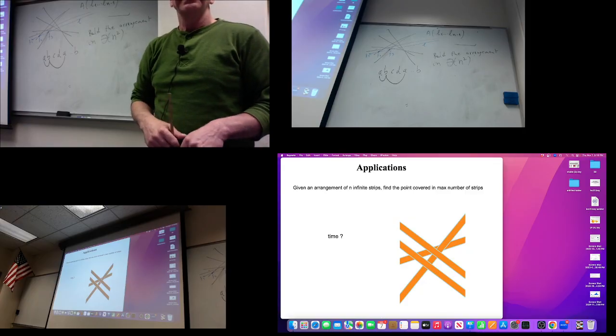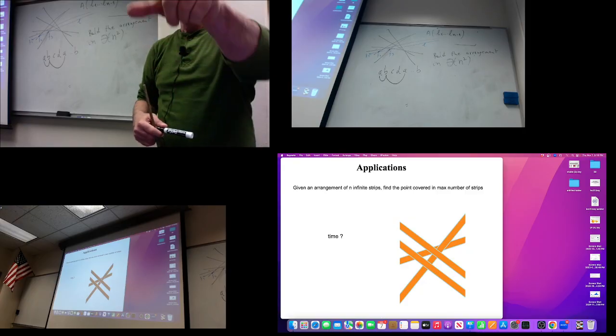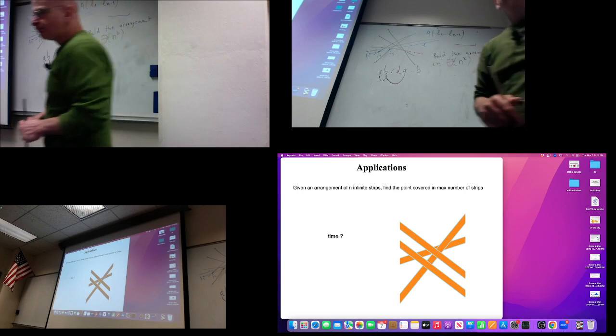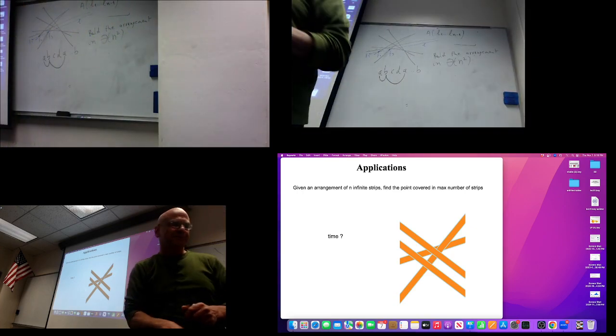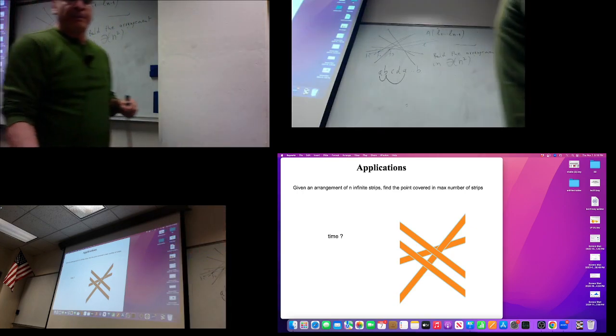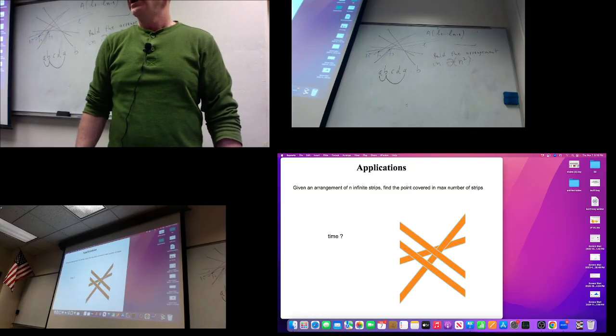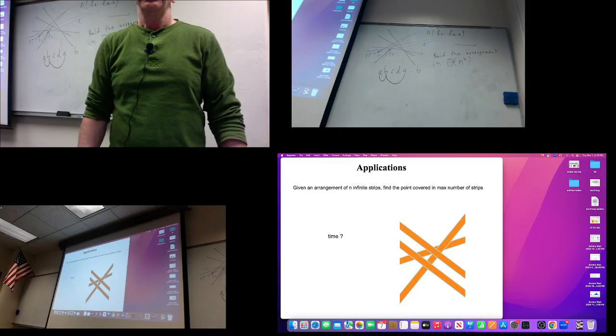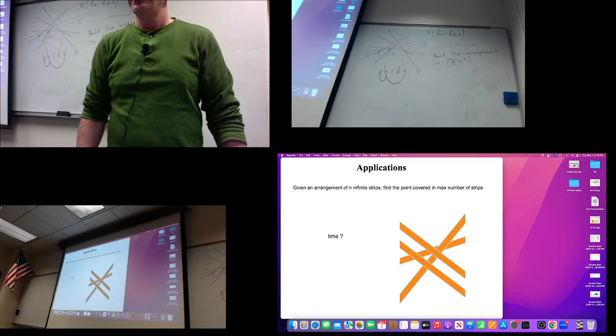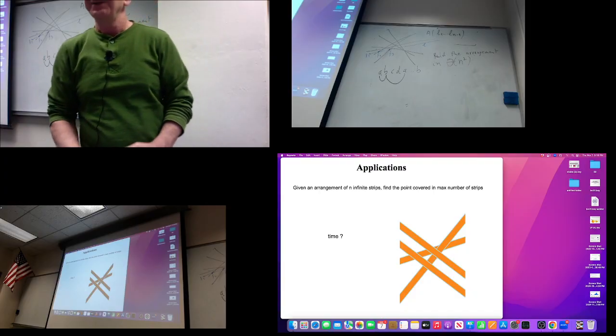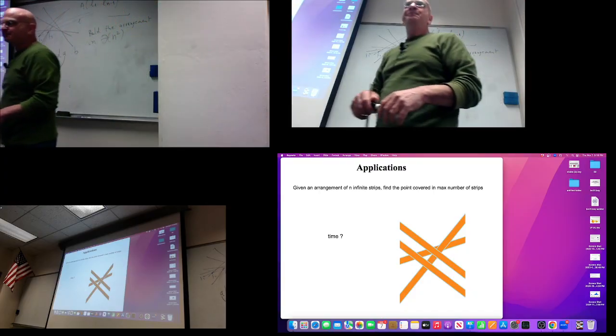Applications. Find the heaviest point. Okay, ready? Look. Find the point that is the heaviest one. I give you n strips. Tell me what is a point that's covered by the maximum number of strips.